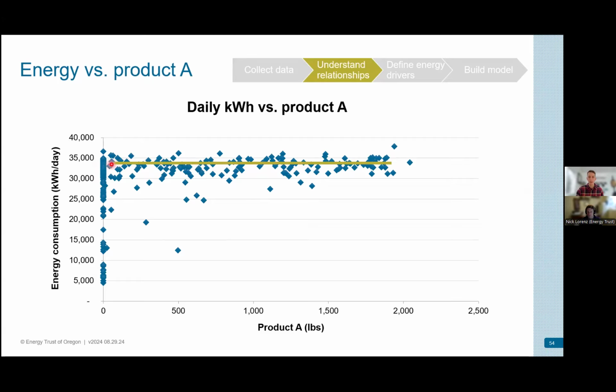Now, what that tells me is that a change in the amount of finished product A that's manufactured at this facility does not result in an expected change in their average daily energy use. That tells me it's not a good energy driver. A good energy driver would allow us to predict a change in energy use based on the change of some other independent variable. And because it has that nice flat relationship, it's not a good energy driver. Let's look at another potential energy driver.